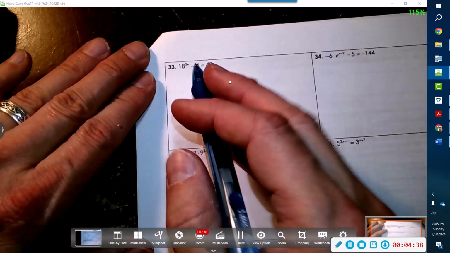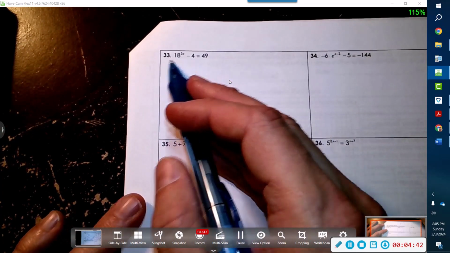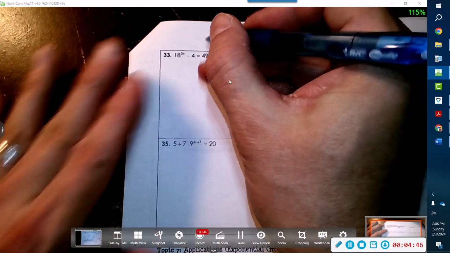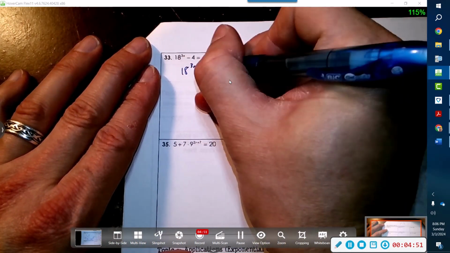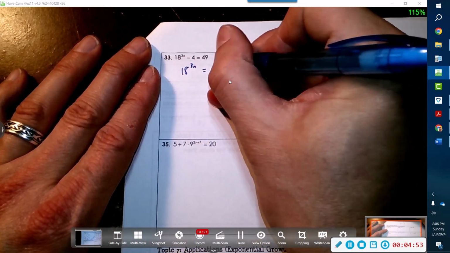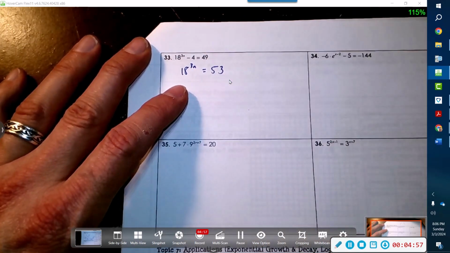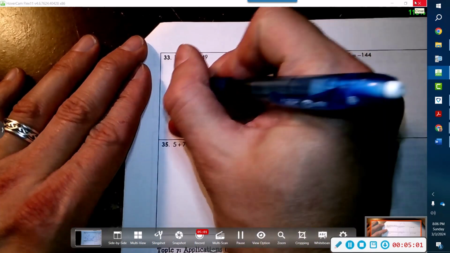Continuing. There's no way to get a similar base here because 18 is not a perfect square. Yeah, we're stuck here. So we're going to have to isolate this 18 to the 3n. We're going to have to move that 4 over to the other side. So he will become 53. Now, you might be thinking that I could divide by 18, but you cannot. What you've got to do is take the log.